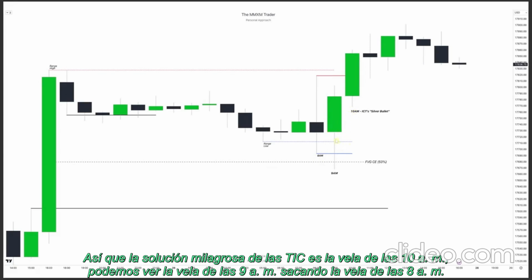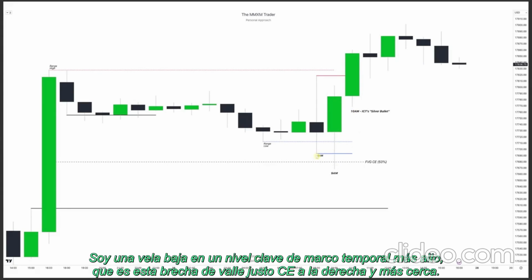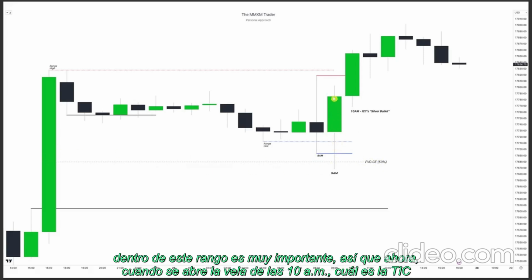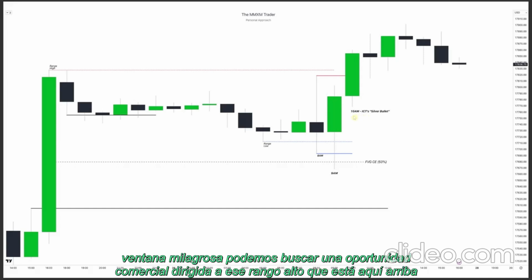So the ICT Silver Bullet is the 10 a.m. candle. We can see the 9 a.m. candle taking out the 8 a.m. candle low in a higher time frame key level, which is this fair value gap CE. And closure inside of this range is very important. So now when the 10 a.m. candle opens up, which is the ICT Silver Bullet window, we can look for a trade opportunity targeting that range high, which is up here.